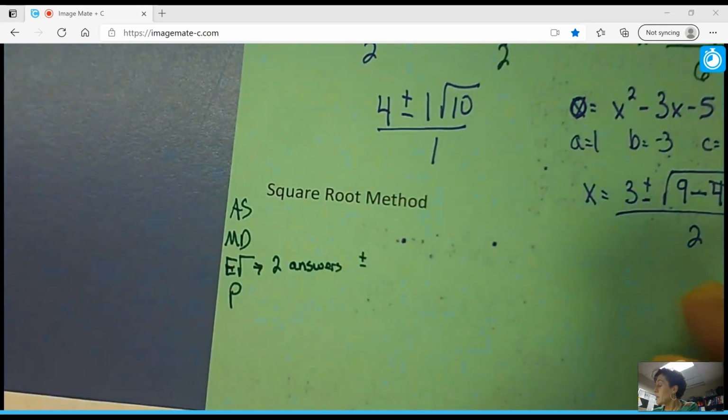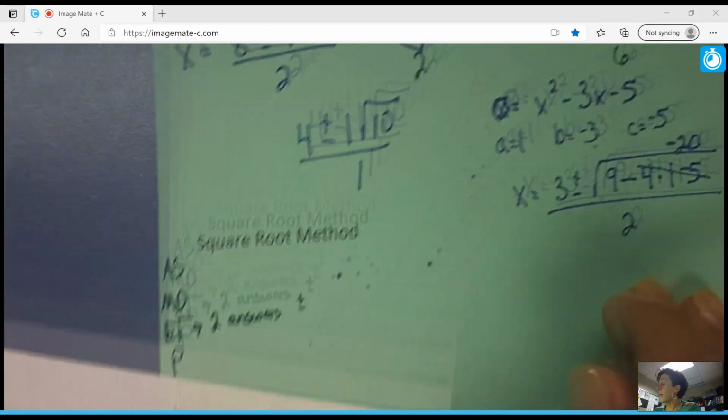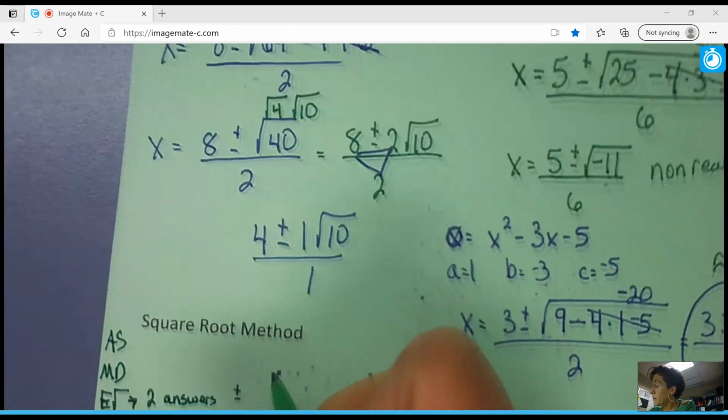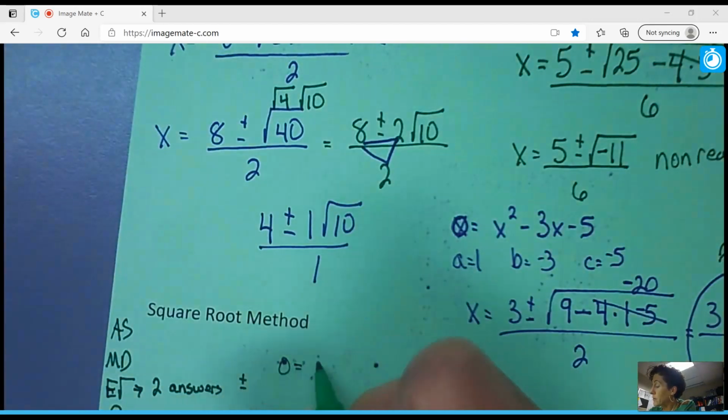All right? So let's just start with this problem. So I'll copy it over here. So 0 equals, then I got my parentheses.